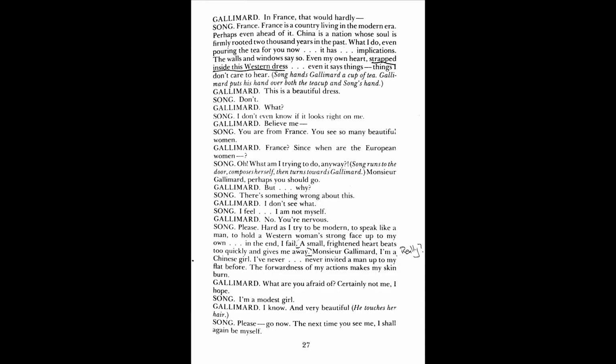So this is page 27. As Song is pouring some tea for Gallimard, she starts freaking out about what she's doing and feeling like it's sort of wrong. Towards the middle of the page, Gallimard says, "No, you're nervous." Please, hard as I try to be modern, to speak like a man, to hold a Western woman's strong face up to my own, in the end, I fail. A small, frightened heart beats too quickly and gives me away.